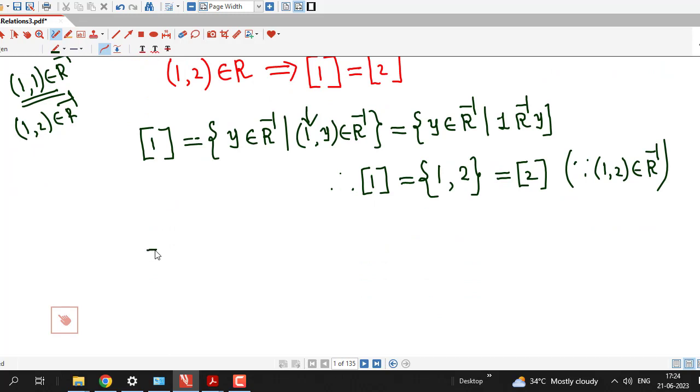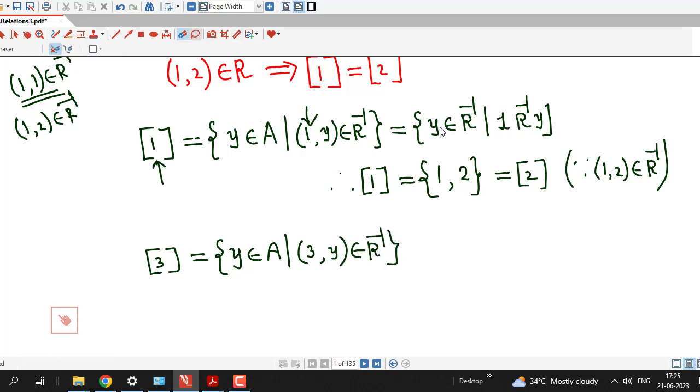Now we have to decide equivalence class for 3. So again by definition I have to decide all those. Here I have made a mistake. Here y is in a given set A. I have to decide those elements from given set A which are related to 1 here, and here they are related to 3. (3,y) belongs to R inverse. So we should take care of all these little things that we should not make a mistake.